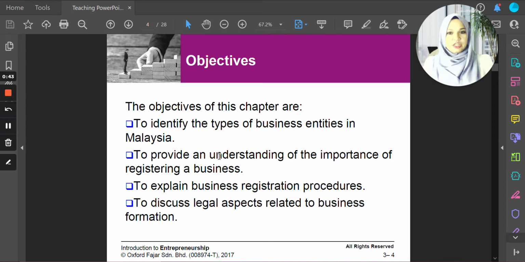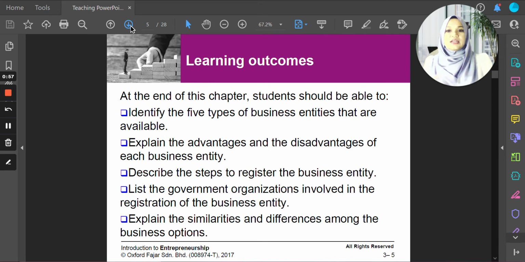The objective of this chapter is that you will be able to identify the types of business entities in Malaysia, understand the importance of registering a business, explain the business registration procedures, and discuss the legal aspects related to business formation. These are the learning outcomes. By the end of this chapter, you should be able to identify 5 types of business entities, explain the advantages and disadvantages of each, describe the steps to register a business, list the government organizations involved in the registration of a business entity, and explain the similarities and differences among the business options.